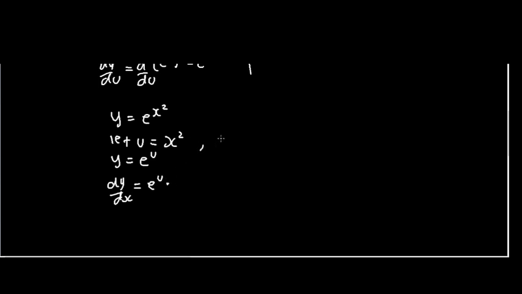From this we can get du/dx. The du/dx here will be 2x; you only have to drop the power and subtract 1 from the previous power. So we have e^u times 2x, and our dy/dx will be 2x e^u. But we know that u is x squared in this case, so we have 2x e^(x squared). That is the derivative of the given function y equals e^(x squared).